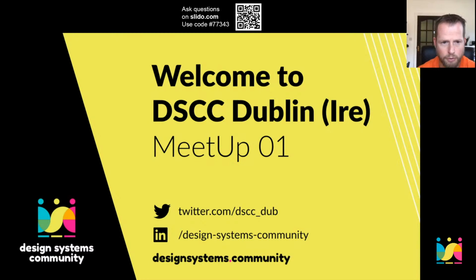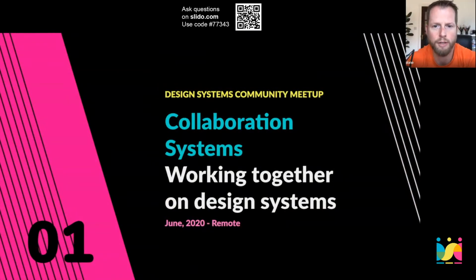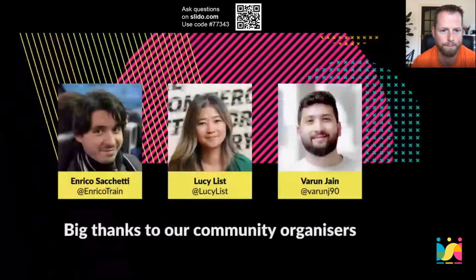So I'm going to jump straight into what our talk today is about. This is our first chapter meeting, and it's around collaboration systems. So this is about working together on design systems. This originally kicked off as an idea last November, and we've had a lot of work with the global community, who have been fantastic in helping us get this set up and organized. So our first talk is about how we all work together.